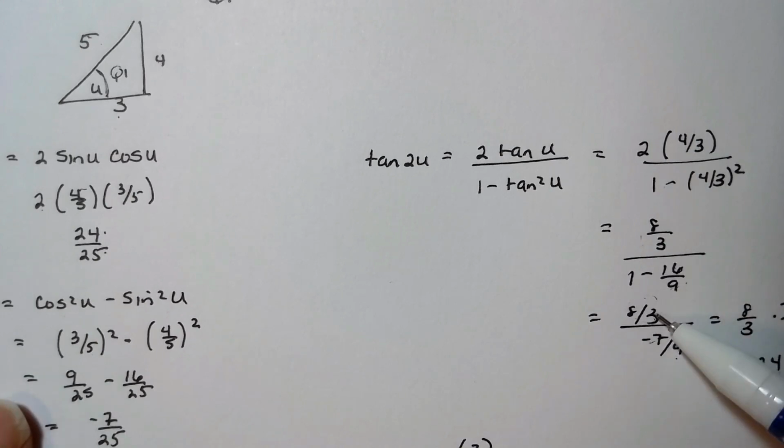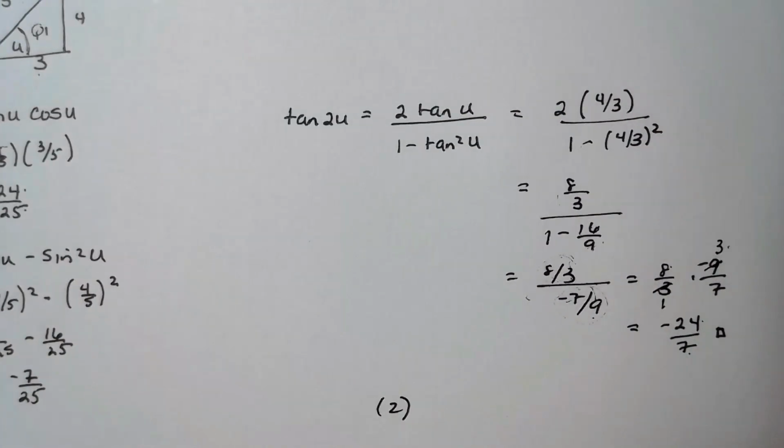To simplify this, I take the numerator and write it down, change division to multiplication, and flip the denominator to negative 9/7. What I see is that 3 goes into itself once, and it goes into negative 9 three times. So I have 8 times negative 3, which is negative 24, over 7. Okay, so I hope that helps.